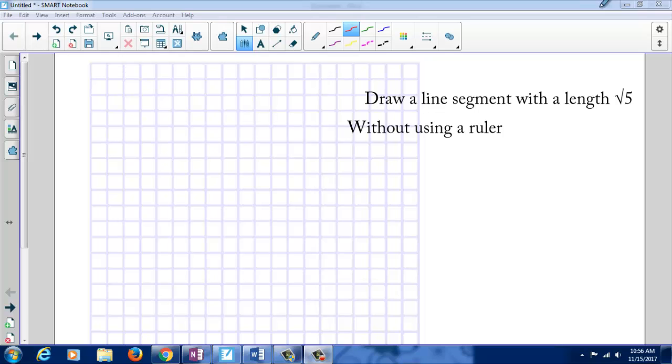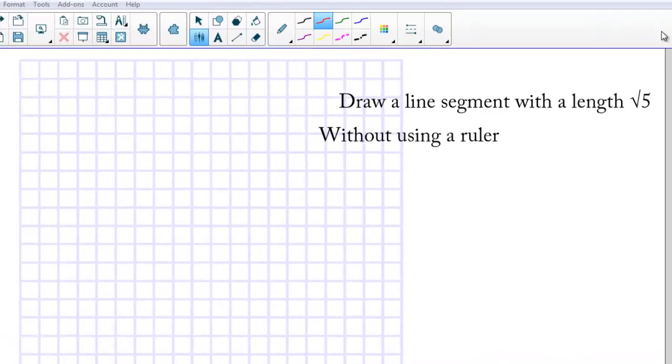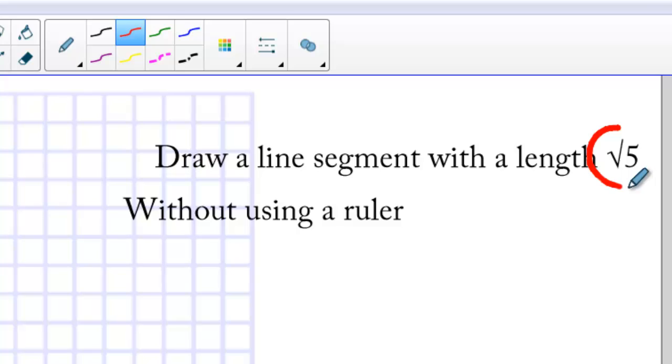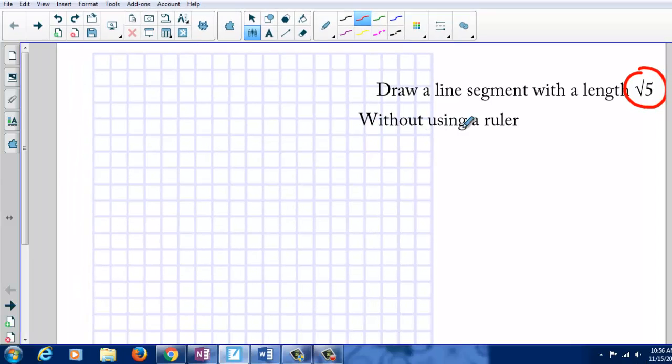Hi everyone, we have a question here saying draw a line segment with a length square root of 5 without using a ruler. So the length here, it's clear, square root of 5 without using a ruler. And this is very hard since square root of 5 is going to give me a decimal. How can I draw a line segment with a decimal value, and it's saying without using a ruler. In this case, I have to use for sure the Pythagorean theorem to help me to draw it.